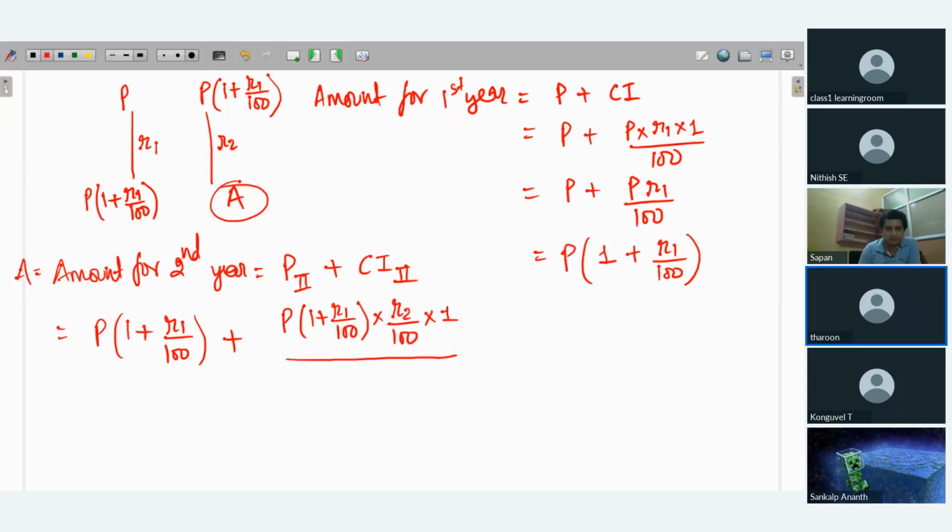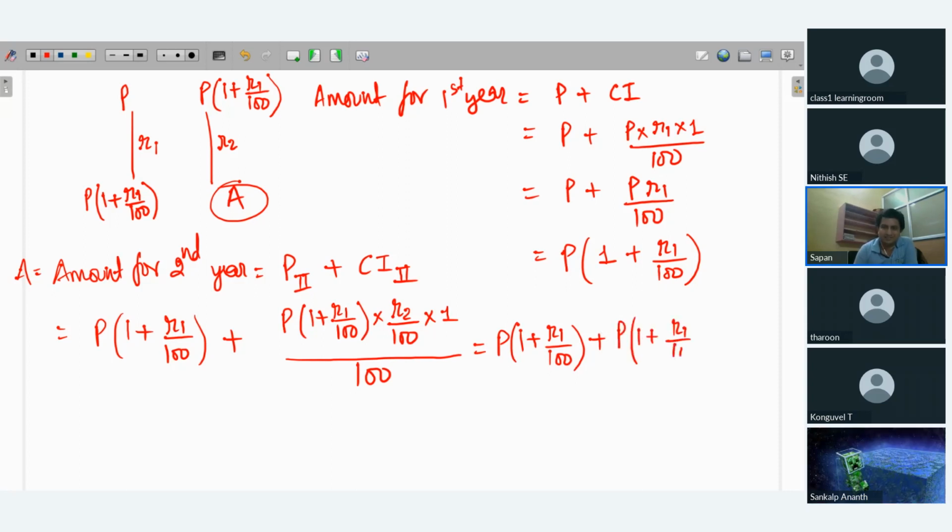Is it correct? Yes, sir. Oh, okay, it's correct. Sorry, my bad. Everybody understands? So it can be written as P into 1 plus R1 by 100, let's simplify it. This is R2 by 100 into 100. Right?